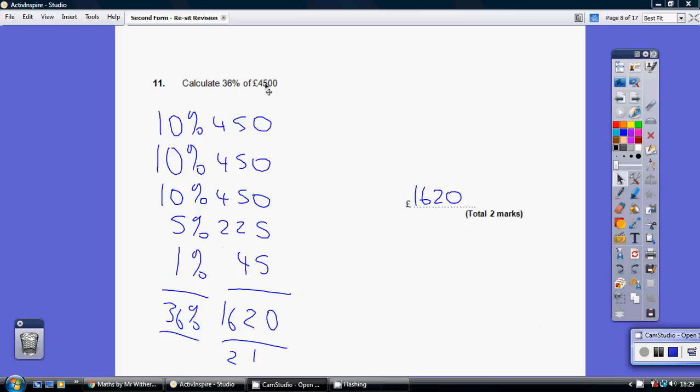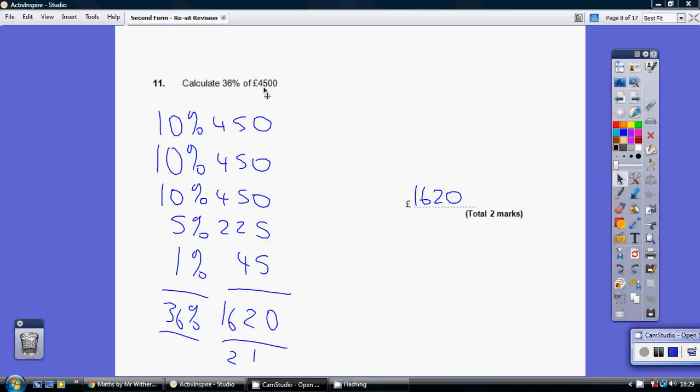Non-calculator question 11. Calculate 36% of 4,500. Now, given this is a non-calculator paper, we really have to use the building block method. So step one, always start off by working out what 10% is. 10% is a tenth. So we need to go and divide 4,500 by 10.